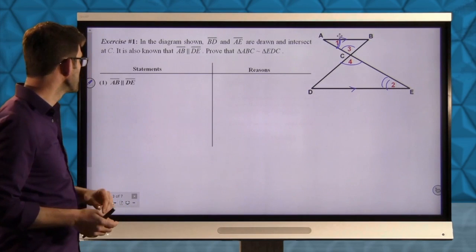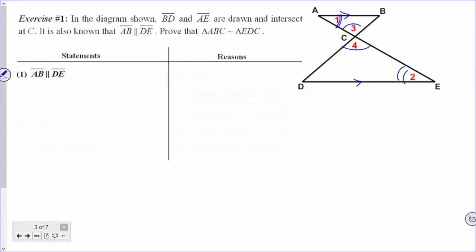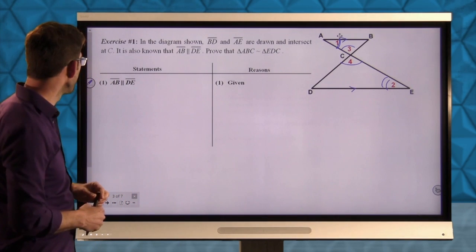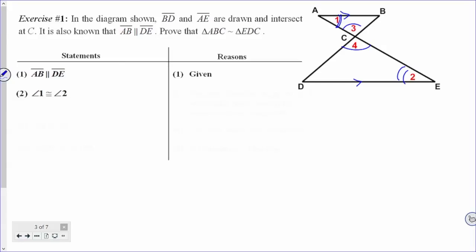It's going to be this simple. AB is parallel to DE, and of course, that's my given. I knew that, all right? So then angle 1 is congruent to angle 2. Why? Because alternate interior angles created by parallel lines crossed by a transversal are congruent.